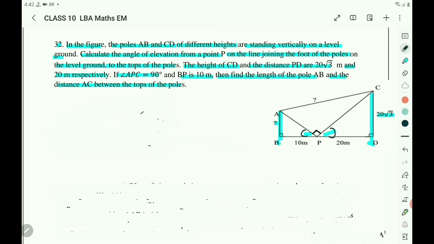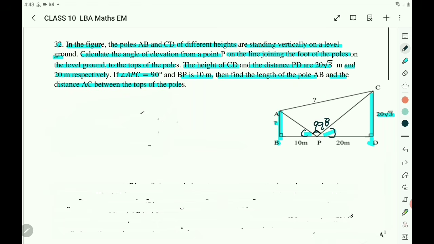Then angle APC. This angle is given, that is how much? 90 degree. BP is given 10 meter. PD is also given 20 meter. The length of the pole AB is to be found out, and also distance AC. This distance is also to be found out. So let us find one by one.